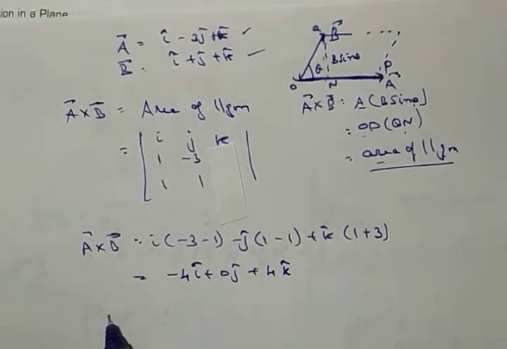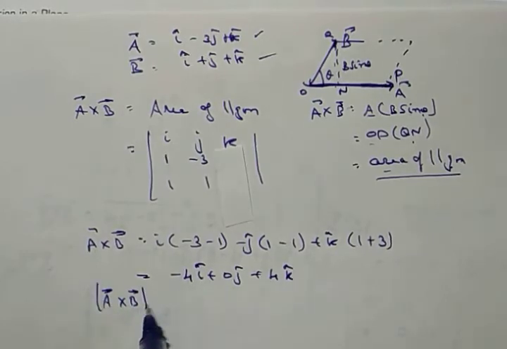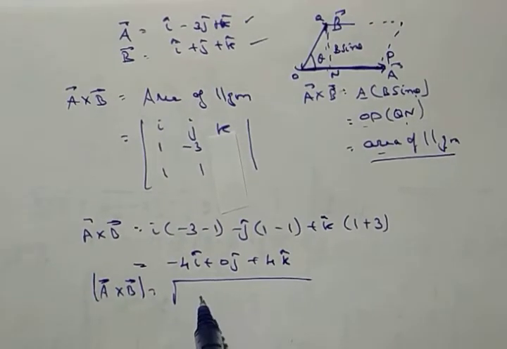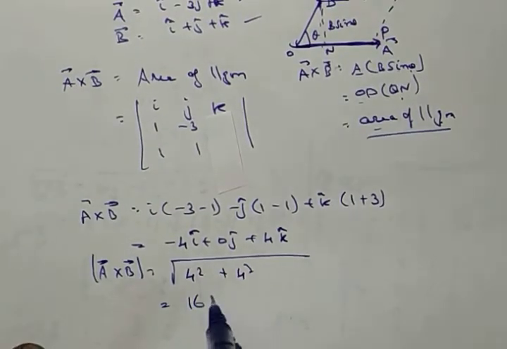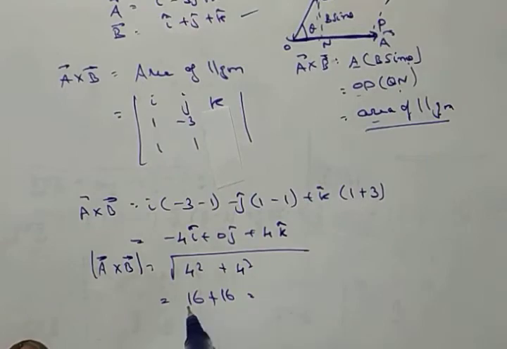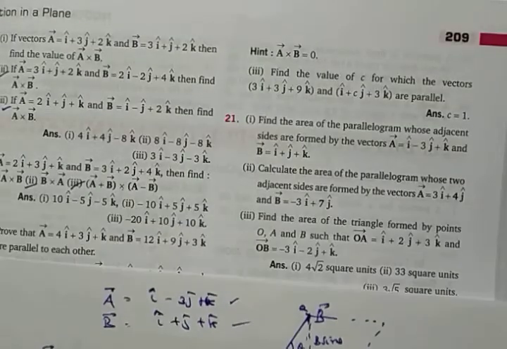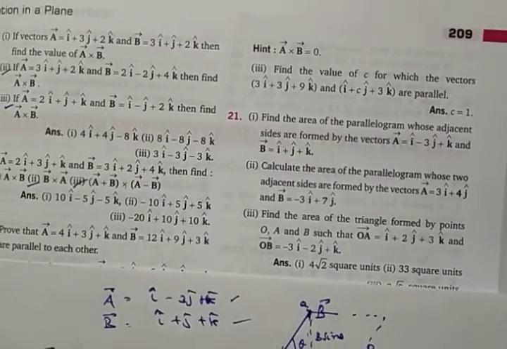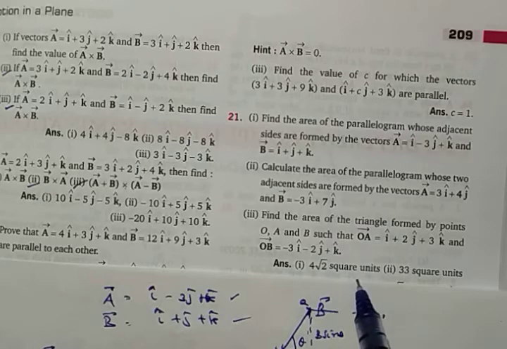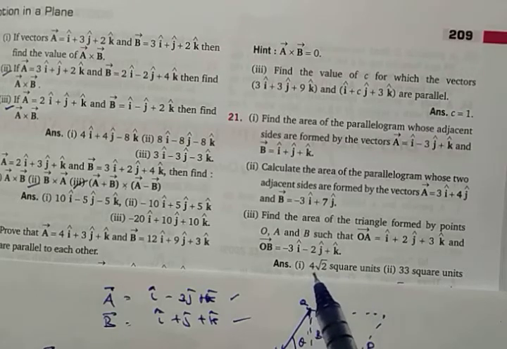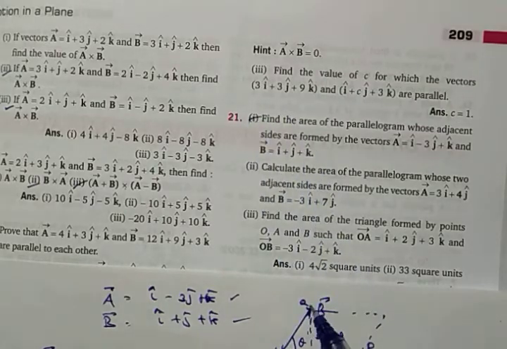So you need to find the magnitude of A cross B. The magnitude is going to be the square root of 4 squared plus 4 squared. That will be equal to 16 plus 16, root 32. That will be the answer. So root 32 is also given as 4 root 2. You can also do it that way. You can take the 4 out and then do this one. So that is the way this has been done.